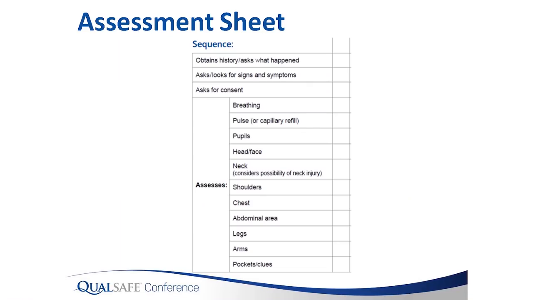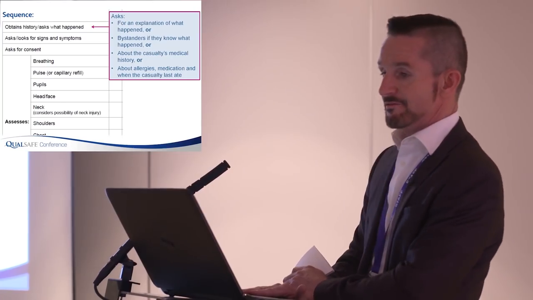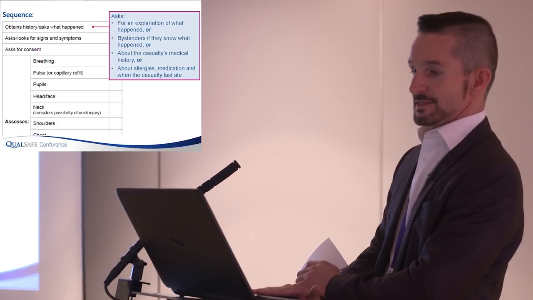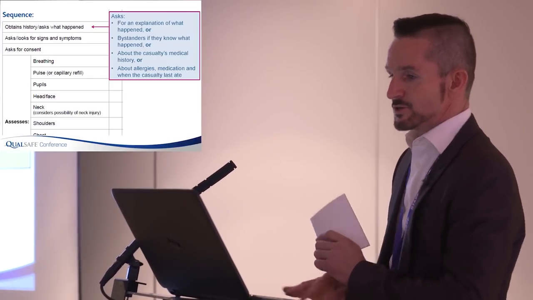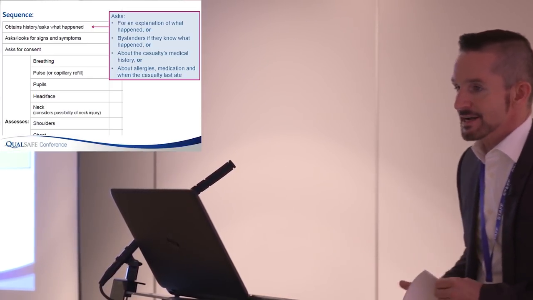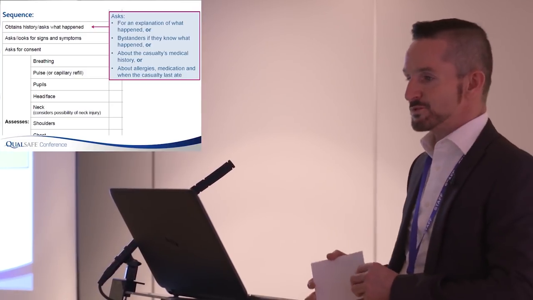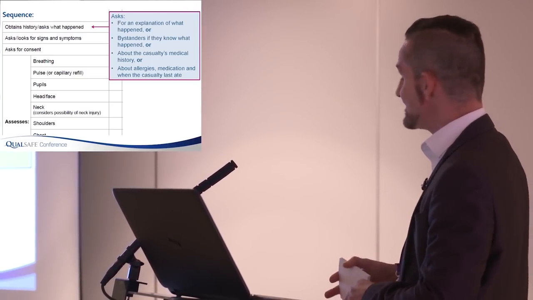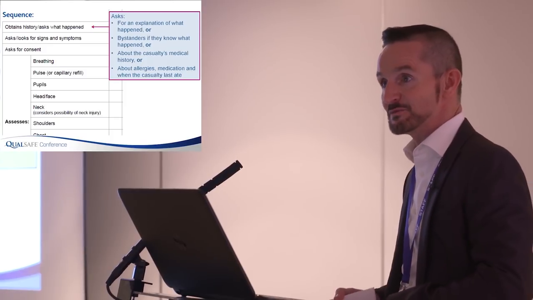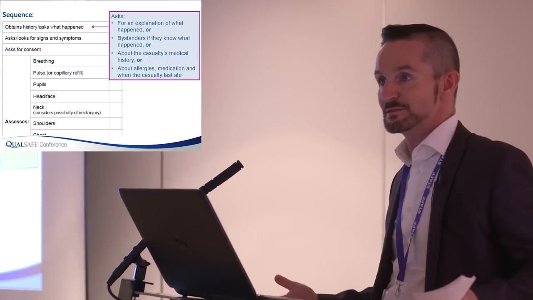Okay. So as you're aware, on the assessment sheets, we've got these things to go through. These are the little tick boxes that we have for assessing somebody when they're doing the secondary survey. So the first one, this is the guidance: they've got to obtain history and ask what happened. And literally, it's quite easy to do. It doesn't have to be complicated. We want the secondary survey to be really simple.